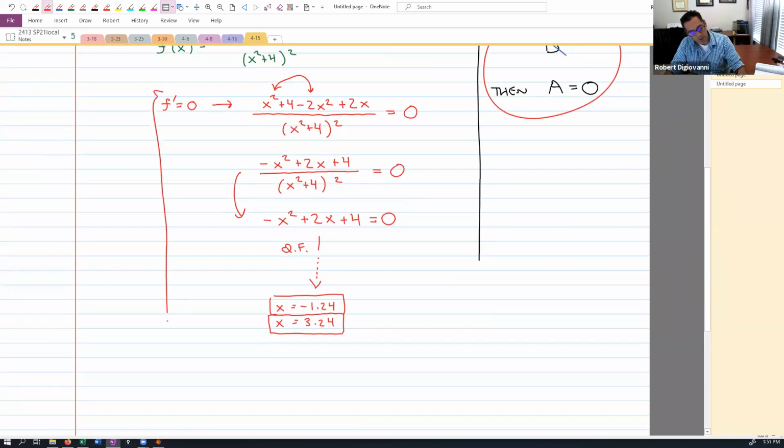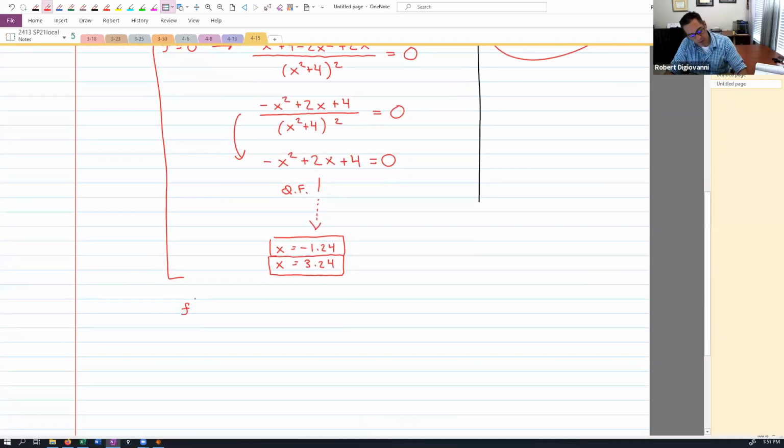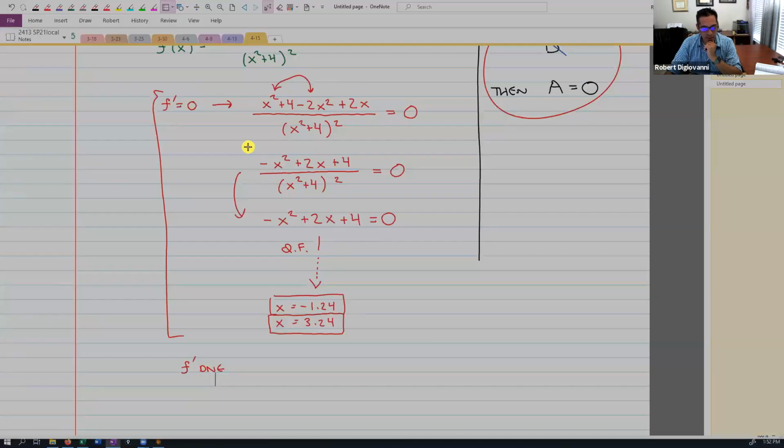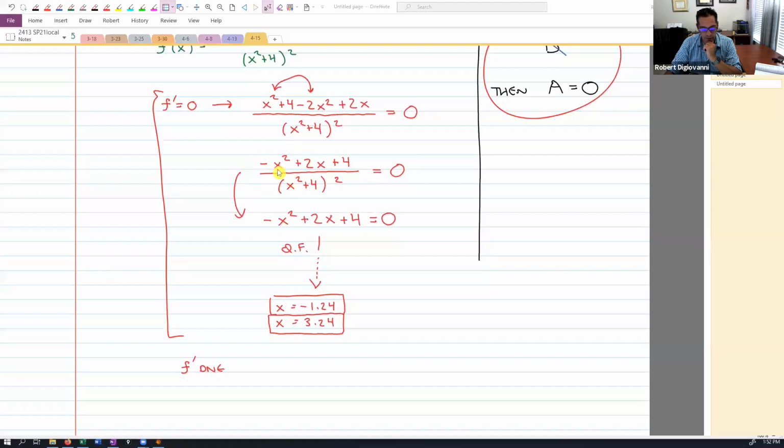All right, so that's this. Now I need to also ask myself, when does the derivative not exist? When does the derivative not exist? So I'm going to go back to this version of the derivative right here.